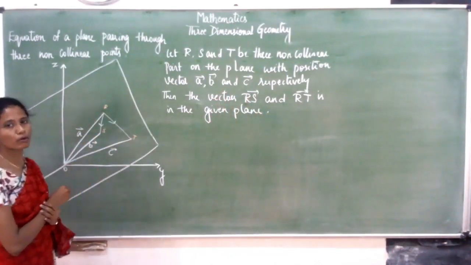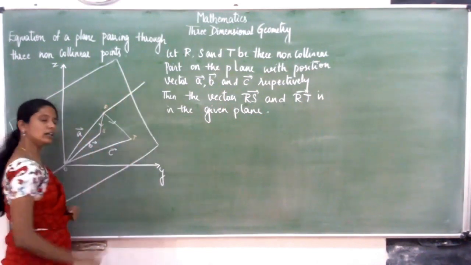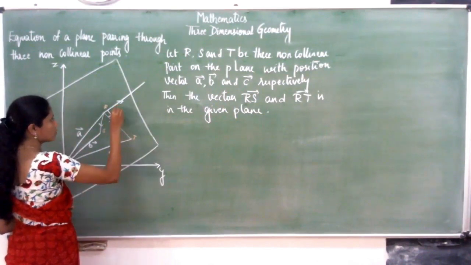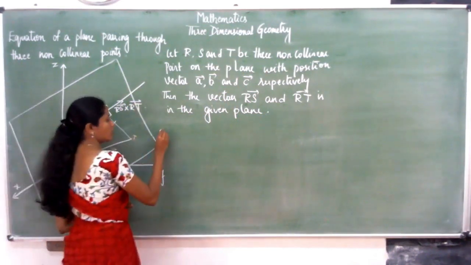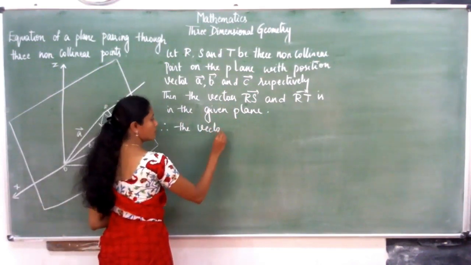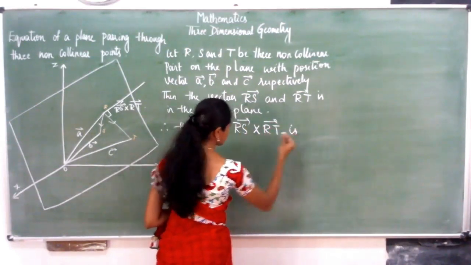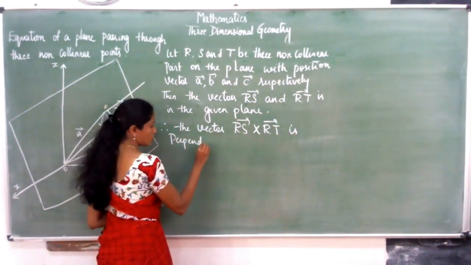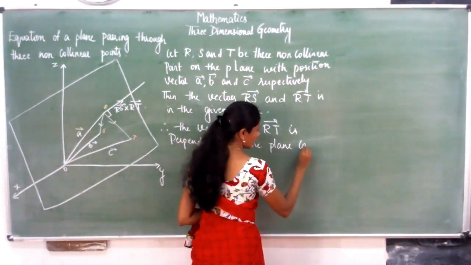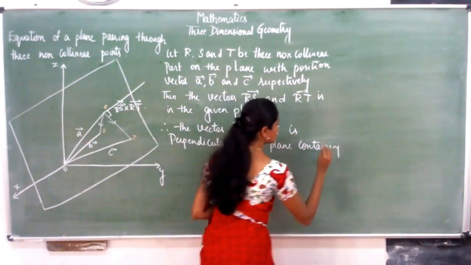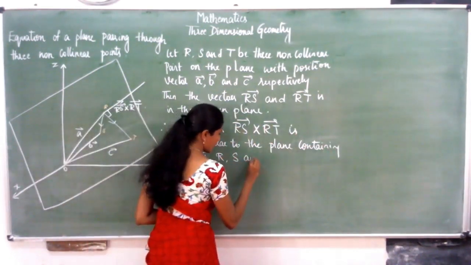Therefore, if I take a cross product between these 2 vectors, vector RS and vector RT, you have the resultant vector which is perpendicular to the plane. So, I write that resultant vector as vector RS cross vector RT. Therefore, the vector RS cross RT is perpendicular to the plane containing the points R, S and T.